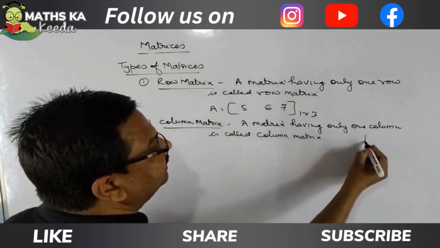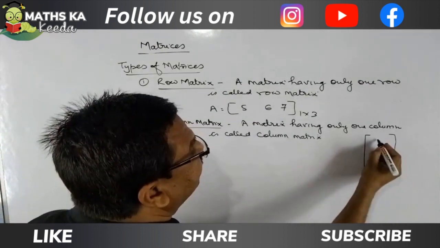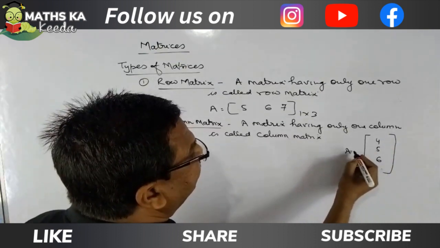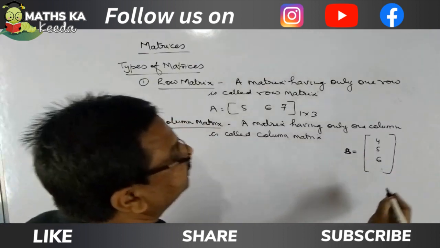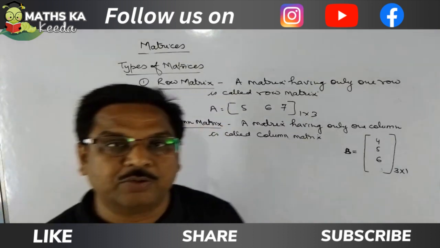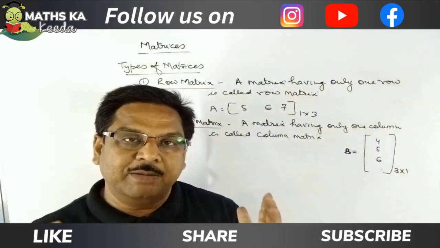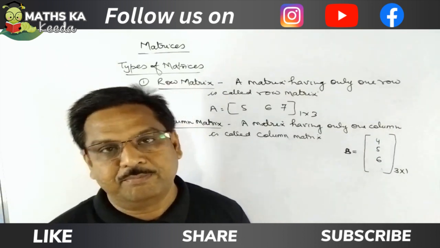Consider this is a matrix B and this matrix has 4, 5, 6. This matrix B has only one column. Then the order of this you can write as 3 by 1. Look, I am telling you again, a matrix having only one row is called a row matrix. A matrix having only one column you can say is a column matrix.